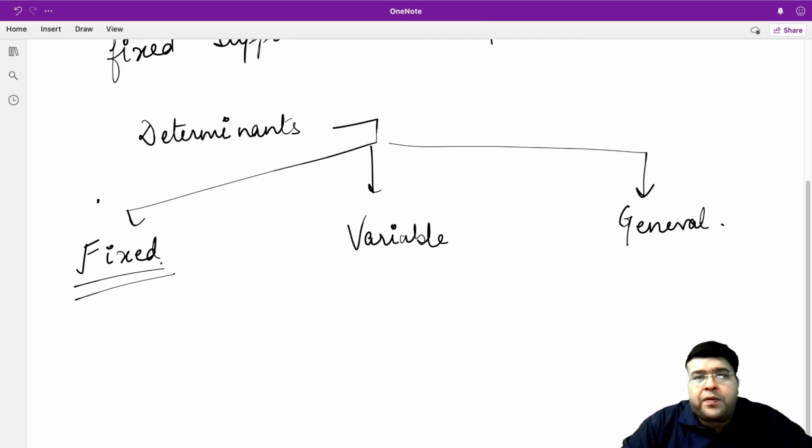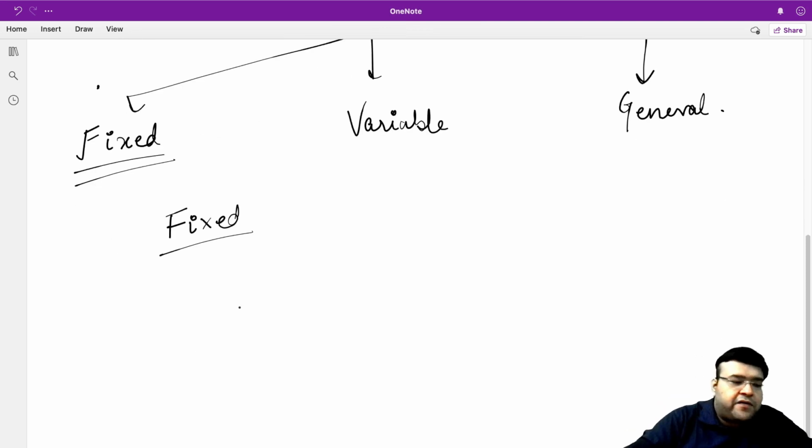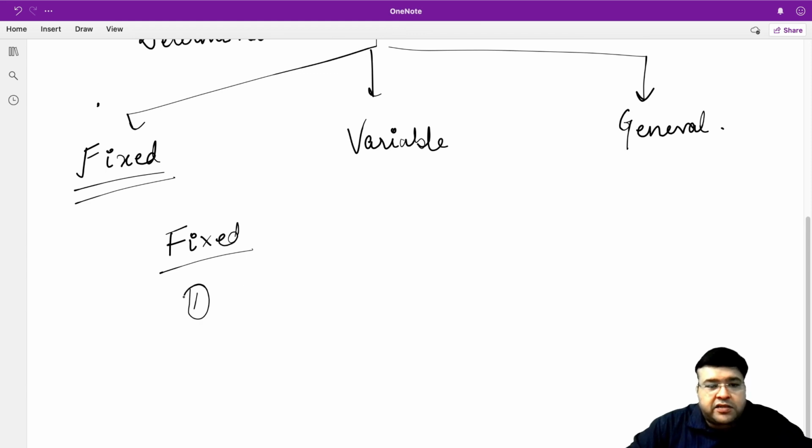The second group is the group of variable determinants, things which we can alter: the curves, the teeth arrangement. And then there are general neuromuscular determinants which also determine the occlusion, like the muscles of mastication, the joints, and other stuff. So when you talk about the fixed determinants, the first thing is your condylar guidance.